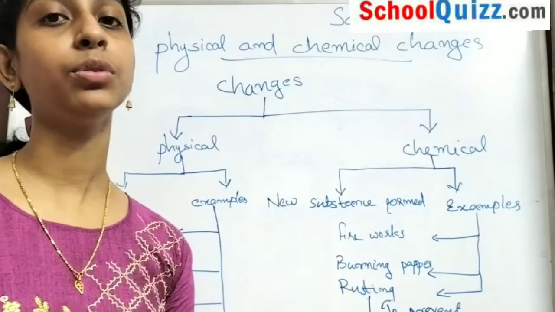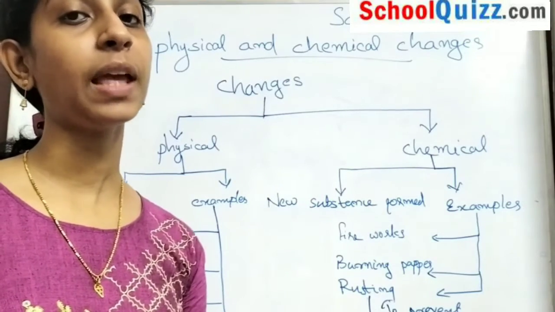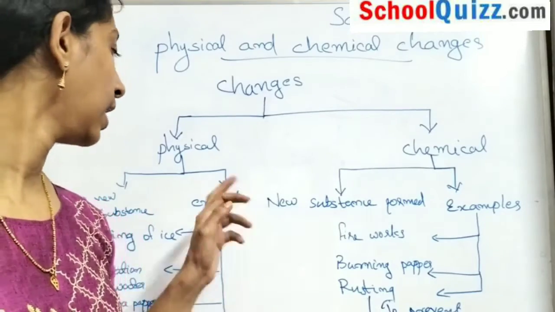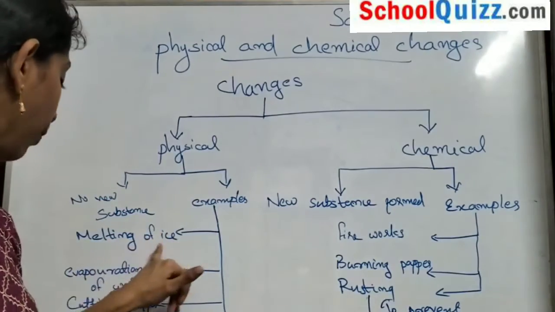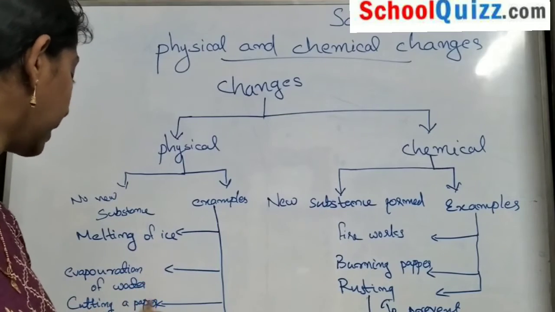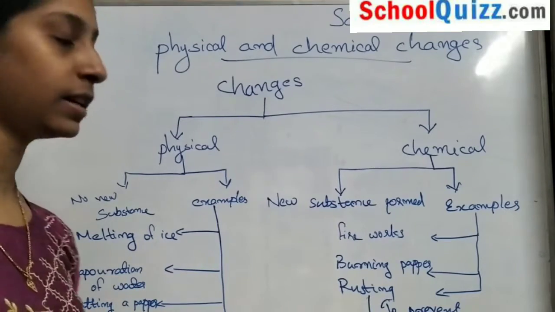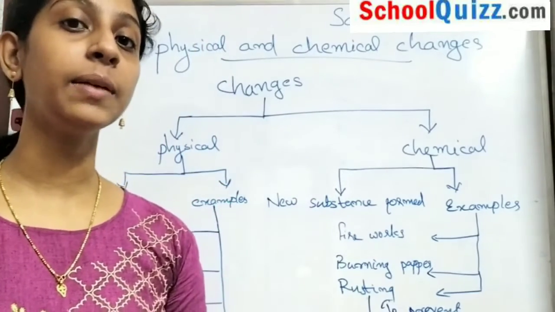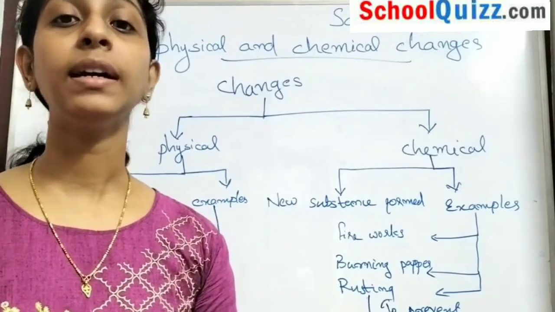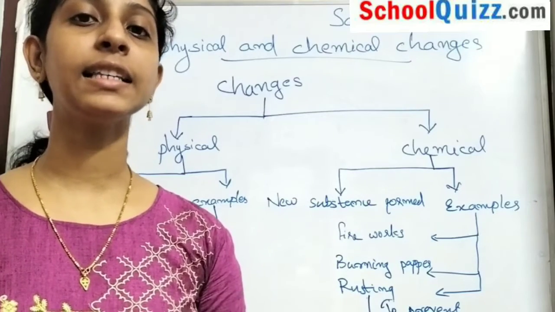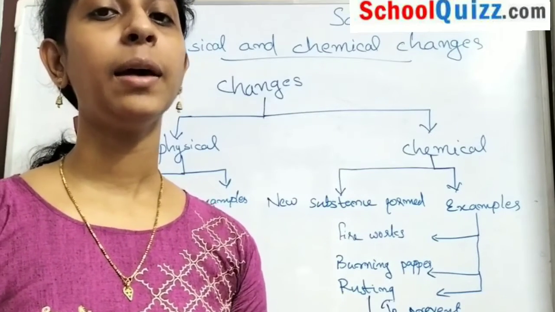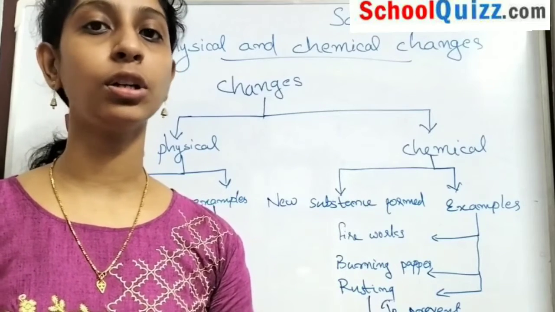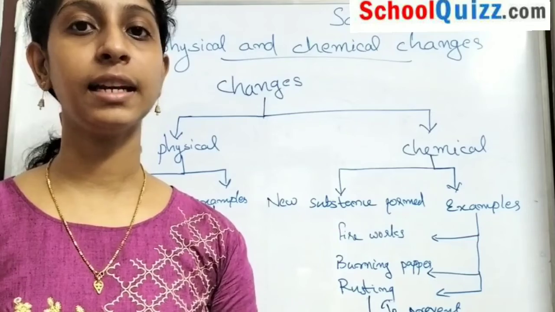Next, we are going to study the examples of physical changes. Examples are melting of ice, evaporation of water, cutting of paper and crystallization. In detail, we study about crystallization. What is crystallization? Crystallization is the process of forming pure crystals from a salt solution.